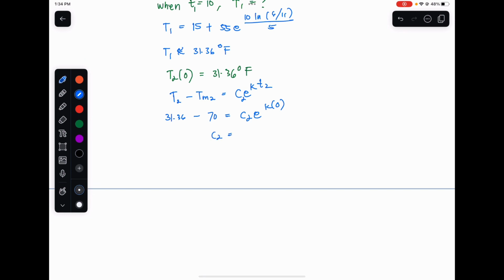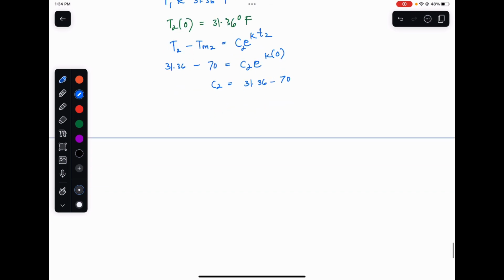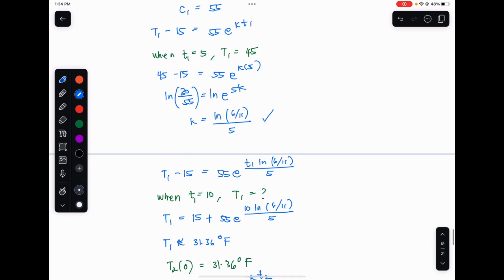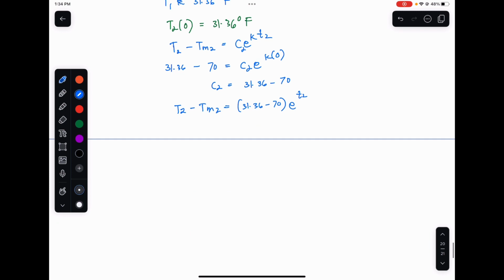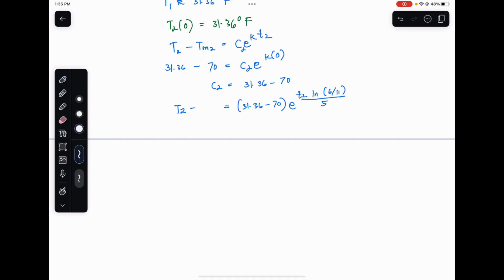So therefore C2 is 31.36 minus 70, giving us T2 minus Tm2 equal to 31.36 minus 70 e raised to K t. As I mentioned, K does not change, so I'm going to use the same value for K, which is ln 6 over 11 over 5. Our Tm2 is constant, which is 70. So we have our second working equation.